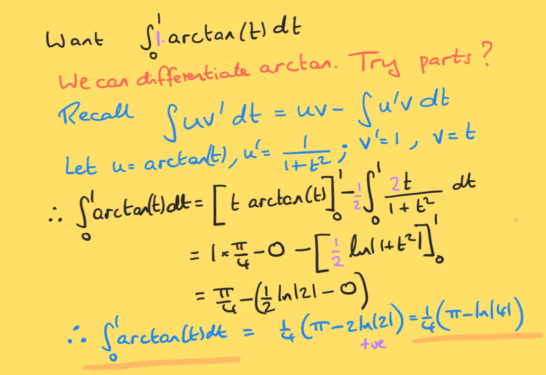And we expect it to be positive if we look at the integrand. The integrand ranges between 0, arctangent of 0, and pi over 4, arctangent of 1. So it's going to be increasing this function, and it's ranging between 0 and pi over 4. So it's positive as expected. And that's always worth thinking about with a definite integral if you can.